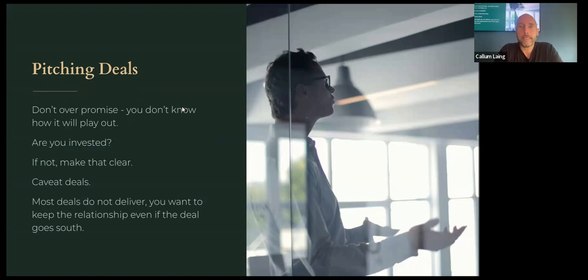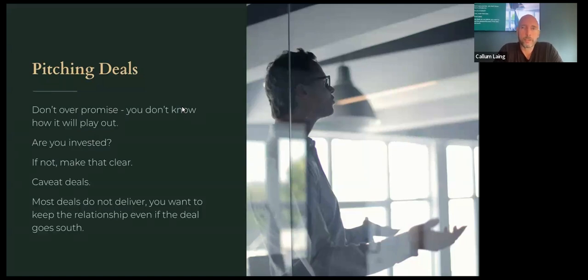Once you've got a deal in hand, when you're talking to potential investors, your job is not to oversell this. Your job isn't to promise that it's something that it's not, because ultimately you don't control what happens for the investor.